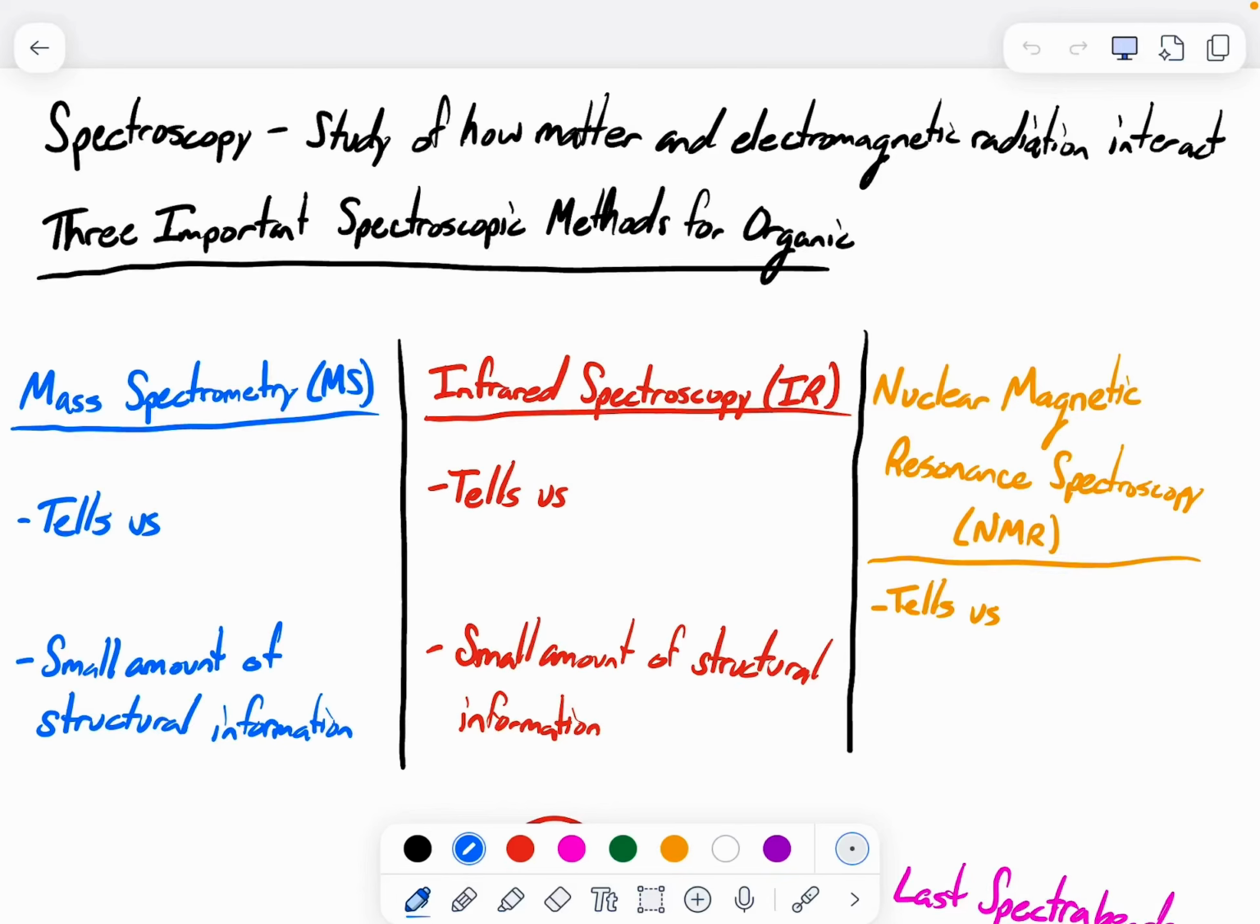So, spectroscopy. You've had some doses of it, but there is a lot more to talk about. All spectroscopy is the study of how matter and electromagnetic radiation interact. The way that we're using it is to determine structural information about molecules that we make, say, in lab.